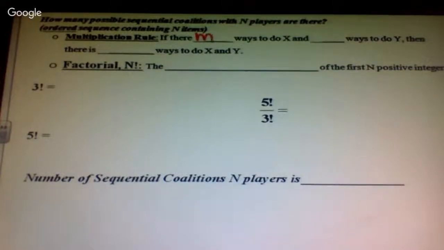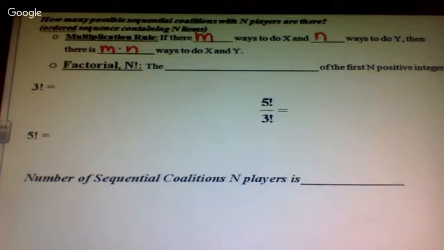It says if there are M ways to do X, if there are 5 shirts, and there are N ways to do Y, 6 pairs of pants, then we take M times N, and that's the total amount we can do. So if you have 5 shirts and 6 pairs of pants, you have 30 different ways you can wear that outfit. If we've got 2 shirts, 3 pairs of pants, and 2 pairs of shoes, it's 2 times 3 times 2. Sequential coalitions, though, we're looking at something called factorial.